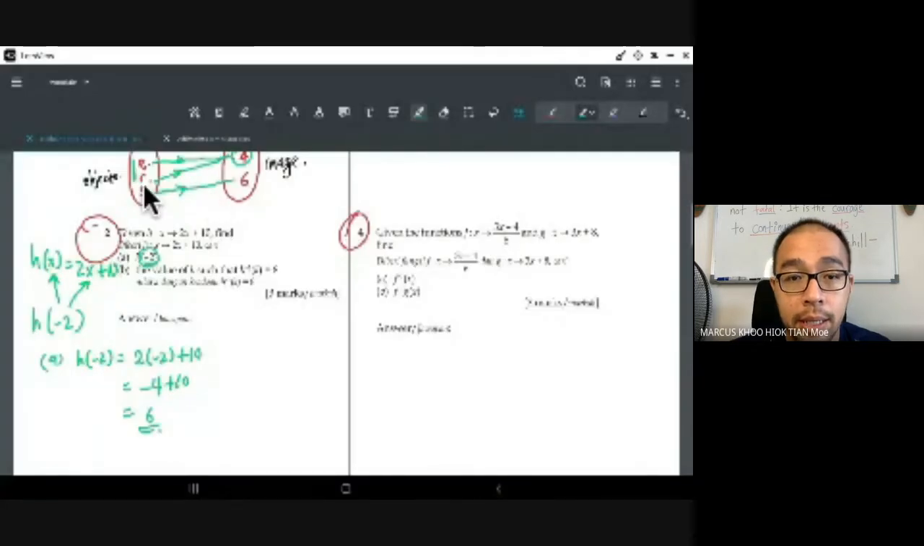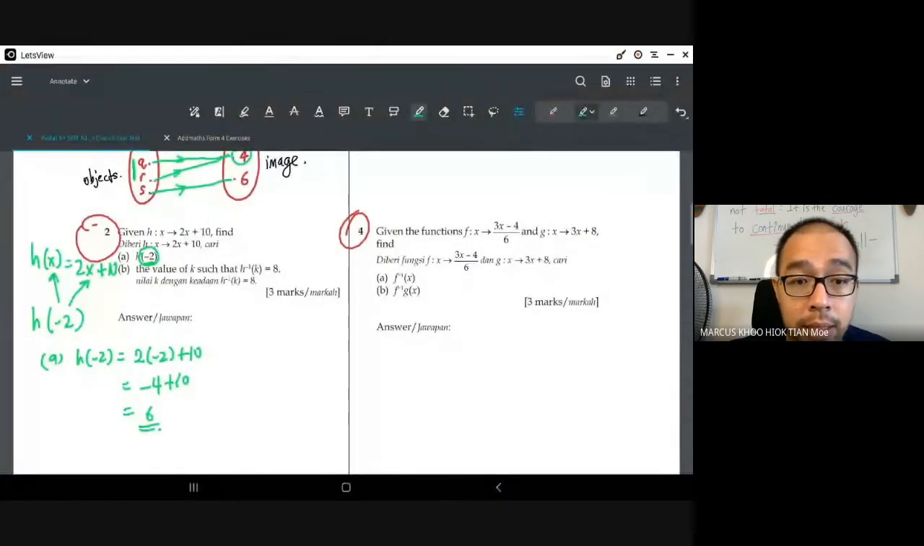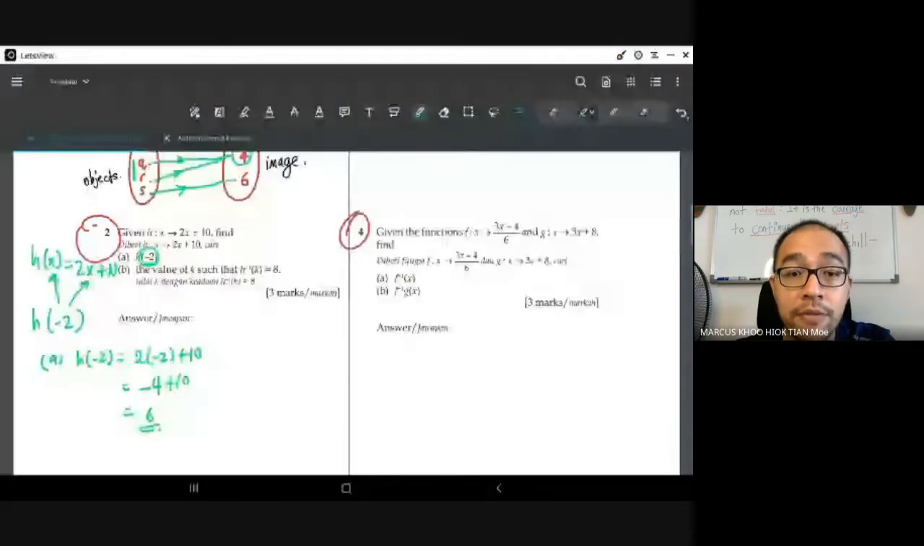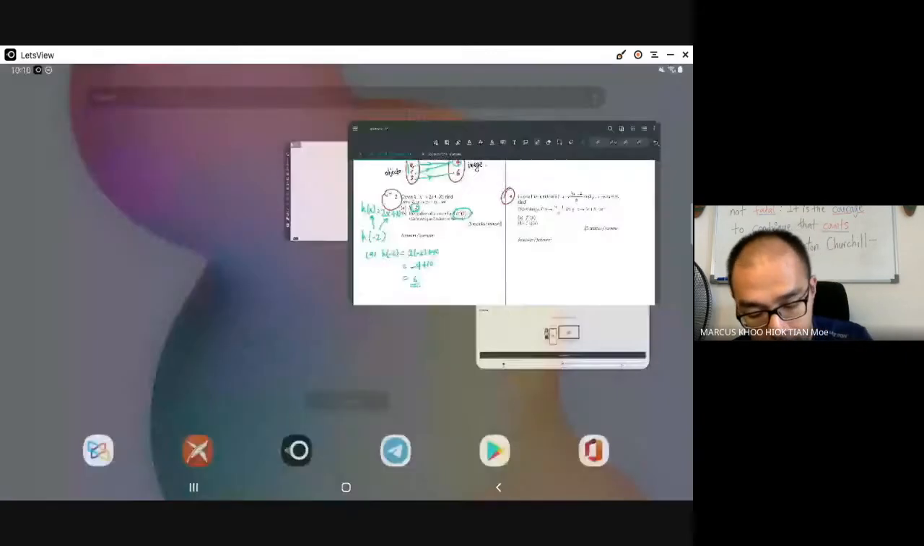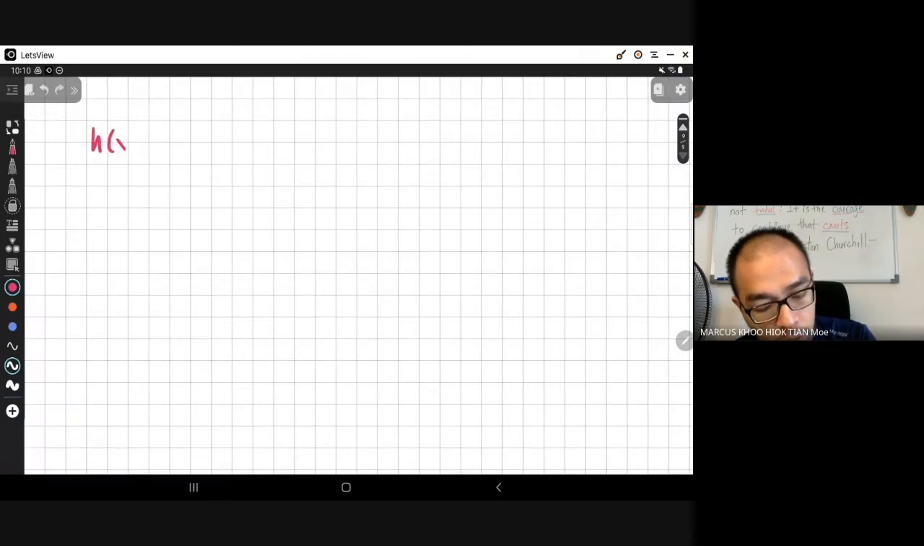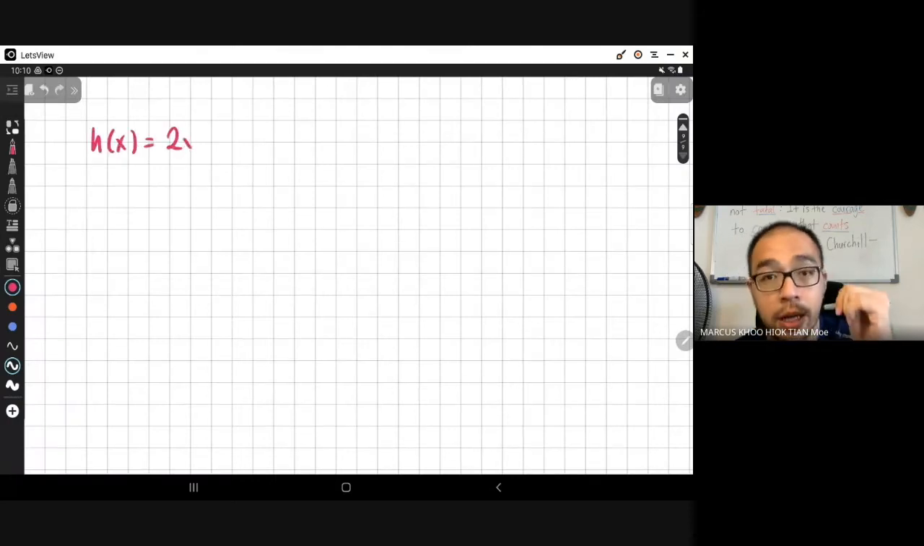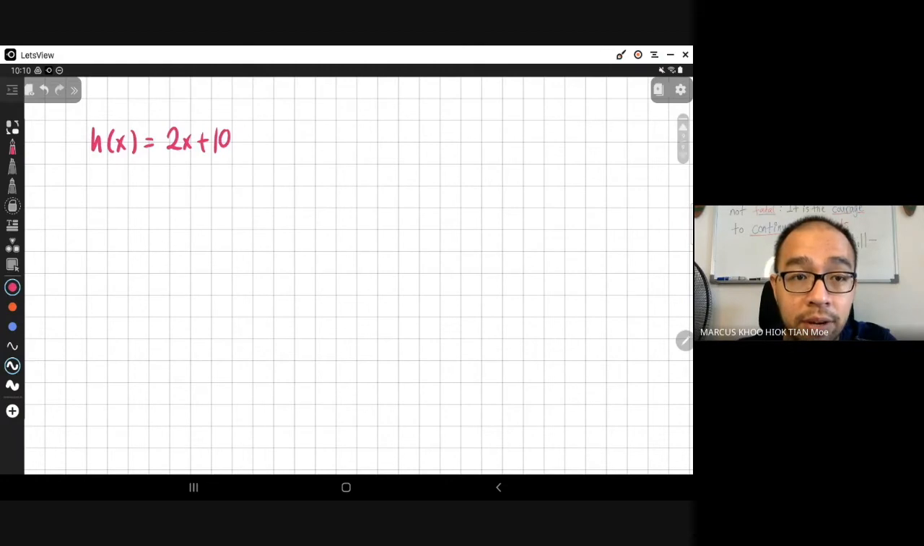Okay, then the next thing that they ask is the value of k such that the inverse. Okay, so let's talk about inverse function. How do you find inverse function? Okay, so I'm going to switch screen. So you have h(x) equals to 2x plus 10. Now, the step to find inverse is very standard.